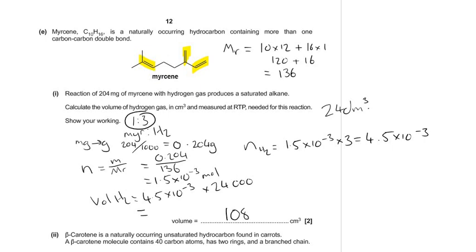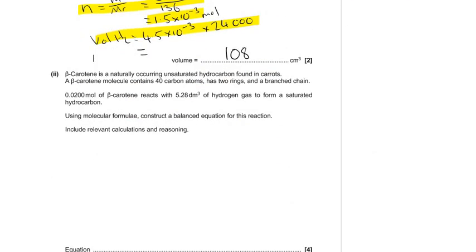So 108 centimeters cubed. So, like I say, make it really nice and clear what you're doing. Here I've told you that I'm going from milligrams to grams. Here I've told you I'm working out my moles. And then finally I've worked out my volume of H2. I've said that I'm working out my volume of H2 by doing my moles times by the molar gas volume in centimeters cubed to give me a grand total of 108 centimeters cubed of hydrogen gas required.